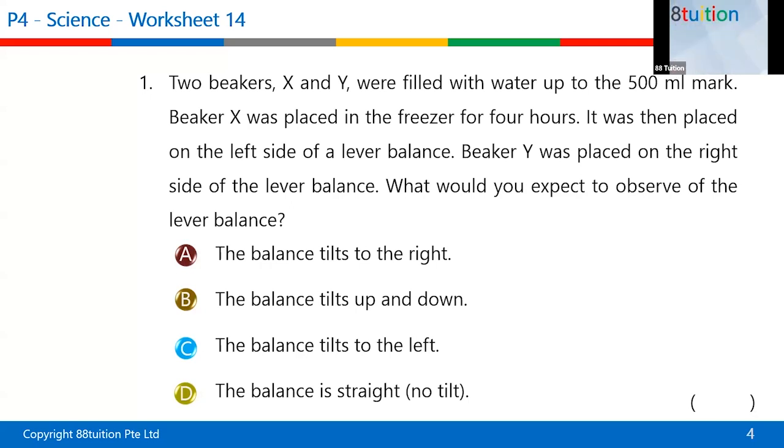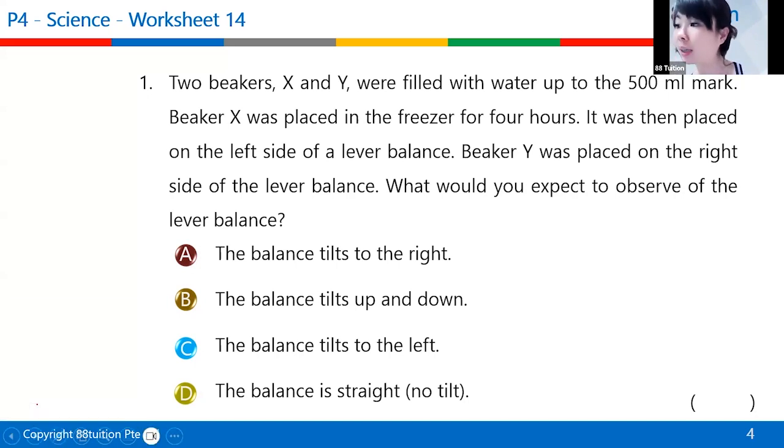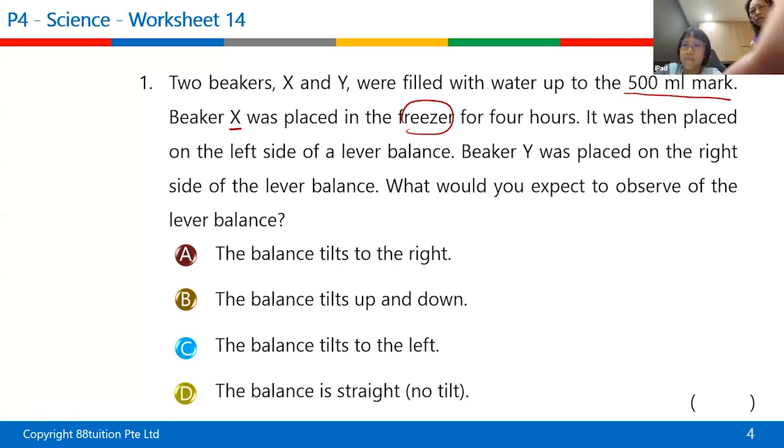Okay, so far from what I saw, I don't know about Liling's answer, but Shaslin's the only one who got this question wrong. So I will direct the question to Shaslin. Everybody still must pay attention when I'm talking. Okay, so Shaslin, we have 2 beakers filled with water up to the 500 ml mark. So both beakers got 500 ml of water. One beaker is placed in the freezer. One beaker is placed at room temperature. Shaslin, understand? Now, I am going to put the beaker on a lever balance.